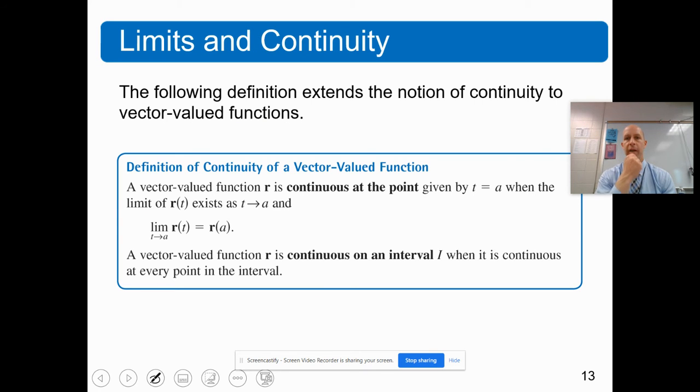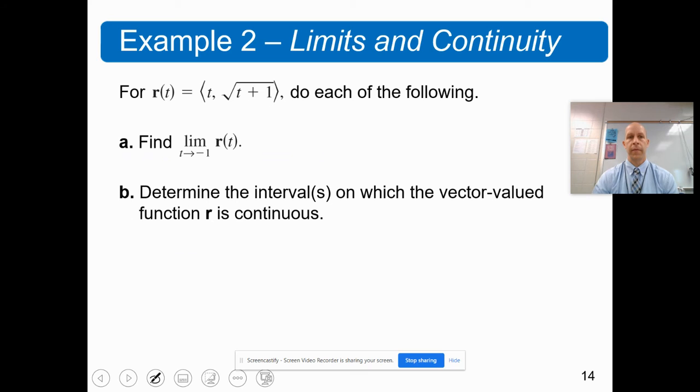The following definition can extend to the notion of continuity. So the definition of continuity on a vector valued function: a vector valued function r is continuous at a point given that t is equal to a when the limit of r of t, that's the vector valued function, exists as t goes to a. In other words, the limit of the vector valued function as t goes to a is equal to the actual value of the vector valued function at a.